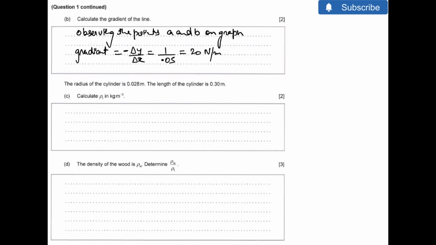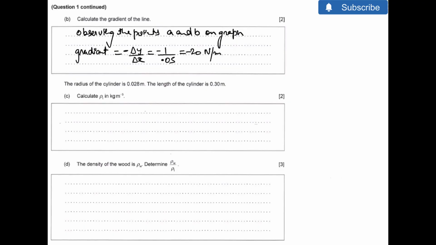And obviously there would be a negative sign also. So the gradient will be minus 20. Now let's discuss section C. In this part C, we have to find out the density of liquid, rho L.